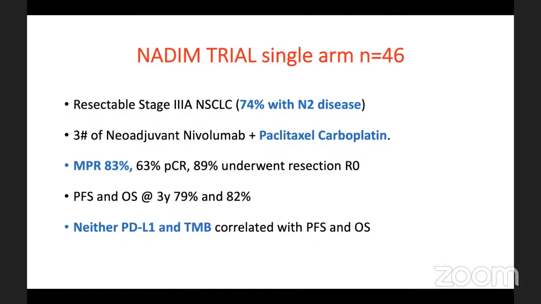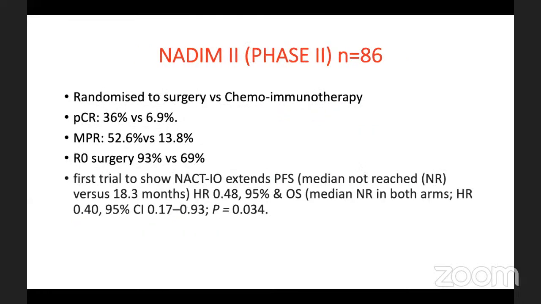And 89% of the patients underwent an R0 resection, conferring so-far-unheard-of progression-free and overall survival at 3 years of 79% and 82%. Exploratory analysis looking at PD-L1 and tumor mutation burden showed that neither of the two correlated with progression-free survival and overall survival. NADIM by itself was a single-arm study.